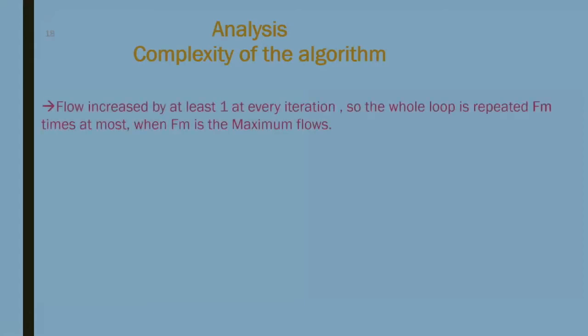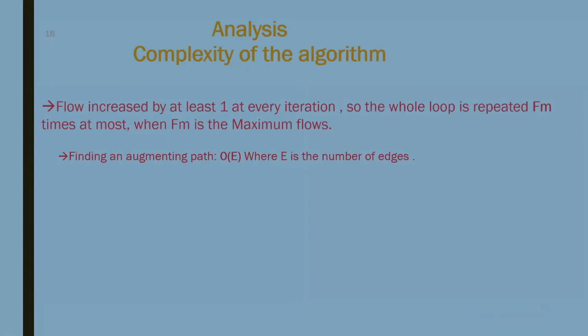Finally, let's take a look at the complexity of the algorithm. The flow is at least increased by 1 at every iteration, because we are dealing with integers, so the while loop is repeated fm times at most, where fm is the maximum flow.